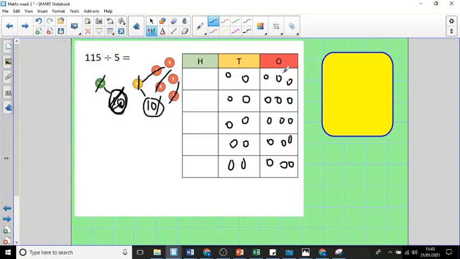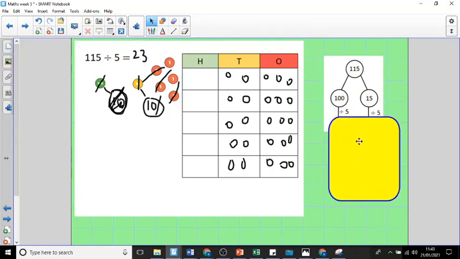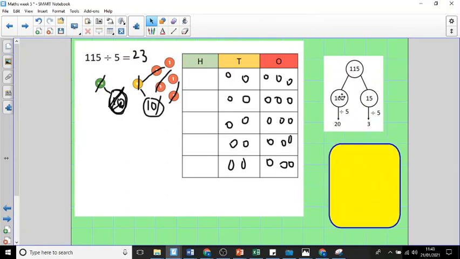So now I just need to have a look at each group. So I've got 23 in each group. Again, just to remind you, you could do this with a part whole model. If you know 10 divided by 5 is 2, 100 divided by 5 will be 20, and then there's 15 left over, 15 divided by 5 is 3, and you get the same answer there of 23, but we did it using numbers rather than using counters. Again, either way is fine.